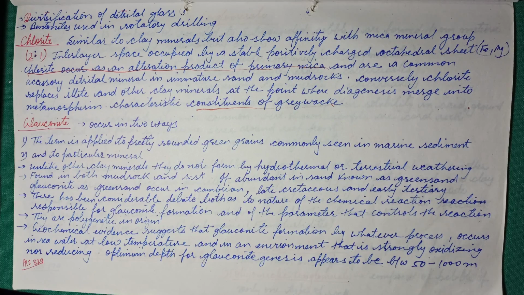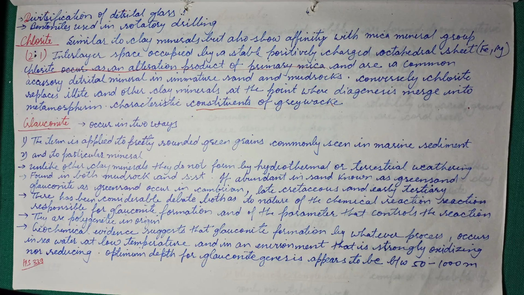It is hard to know what chemical reaction is responsible for glauconite formation, and what parameters control that reaction. How that reaction took place and how glauconite minerals are formed is a matter of debate among different scientists or geologists, whatever you say. So they are polygenetic in origin. A single genesis has not been defined.